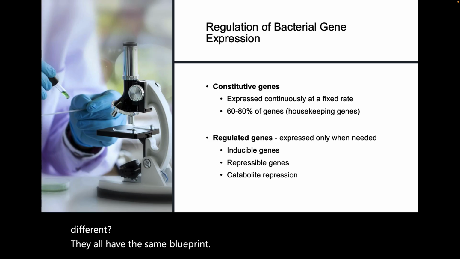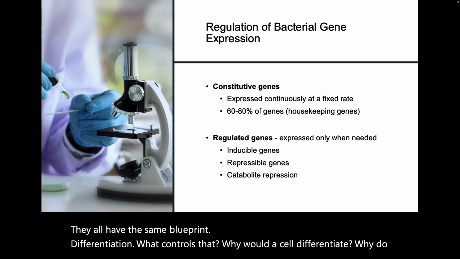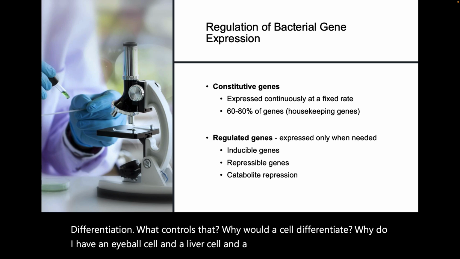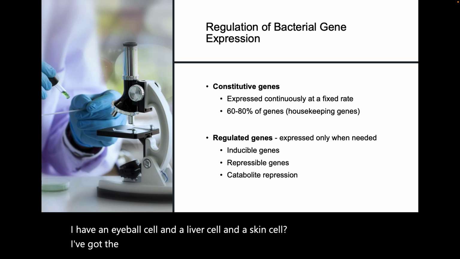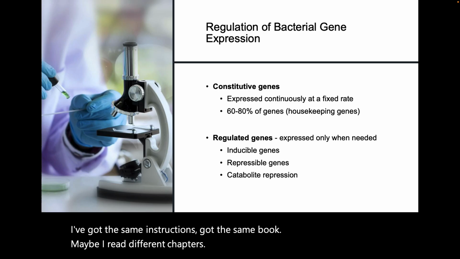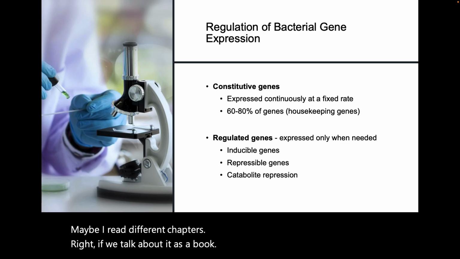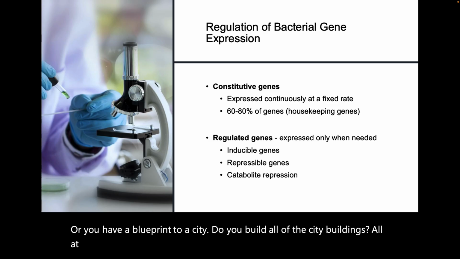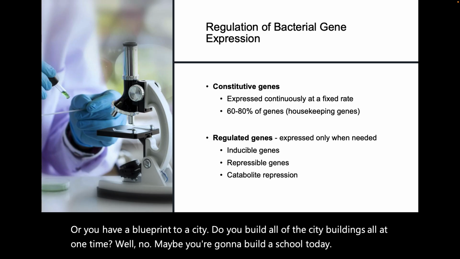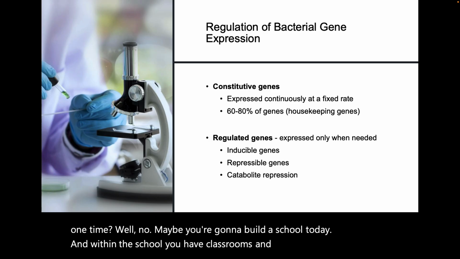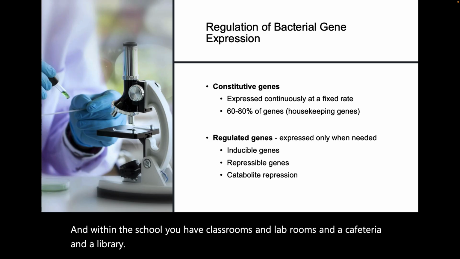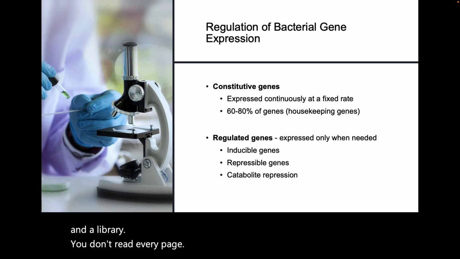Differentiation. What controls that? Why would a cell differentiate? Why do I have an eyeball cell and a liver cell and a skin cell? I've got the same instructions, the same book. Maybe I read different chapters, right, if we talk about it as a book. Or you have a blueprint to a city. Do you build all of the city buildings all at one time? Well, no, maybe you're going to build the school today. And within the school, you have classrooms and lab rooms and a cafeteria and a library. You don't read every page of this book, but other books, maybe not.